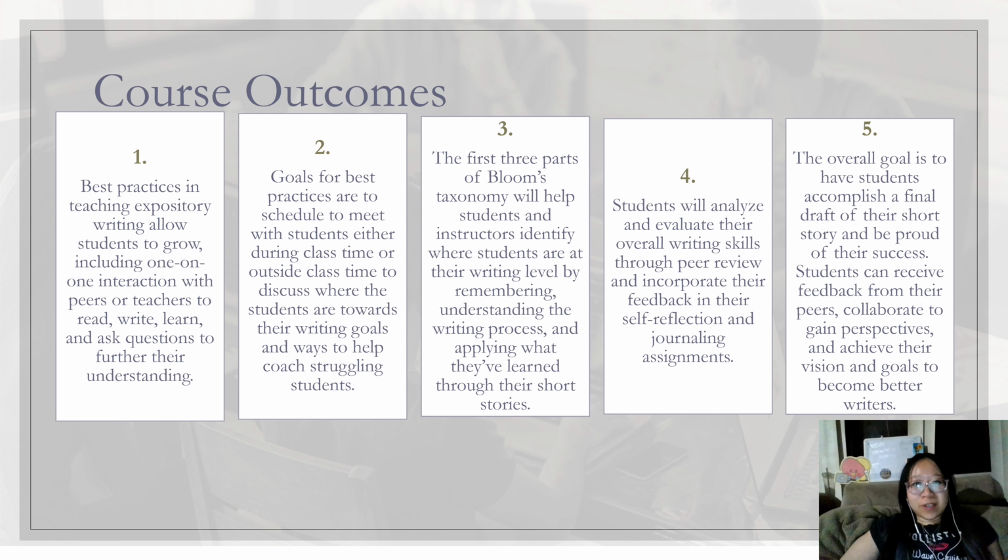3. The first 3 parts of Bloom's taxonomy will help students and instructors identify where students are at their writing level by remembering, understanding the writing process, and applying what they've learned through their short stories. 4. Students will evaluate and analyze their overall writing skills through peer review and incorporate their feedback in the self-reflection and journaling assignments. 5. The overall goal is to have students accomplish a final draft of their short story and be proud of their success.